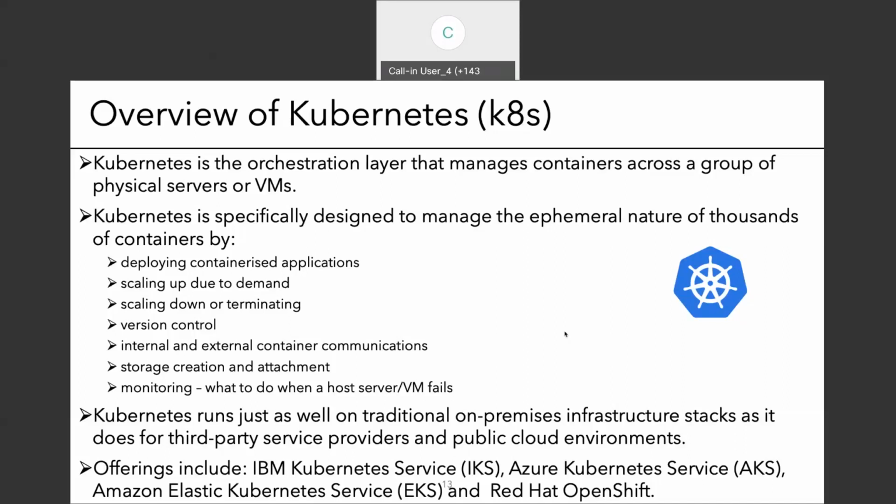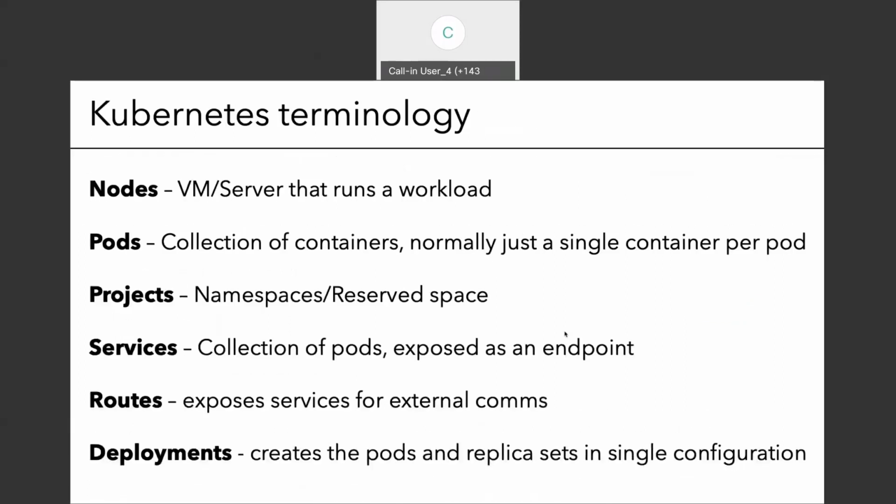We can run it on premise, we can run it on the cloud. There's lots of offerings out there, such as IBM Kubernetes Service and Azure and Amazon, and obviously there's Red Hat OpenShift as well.